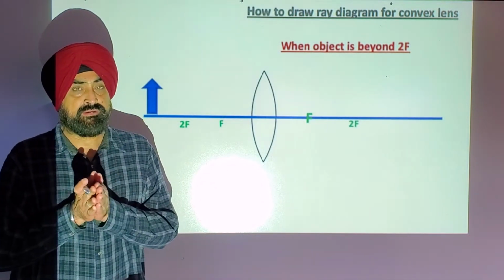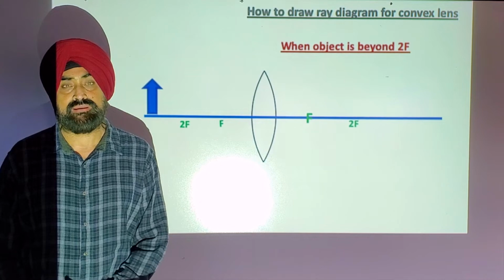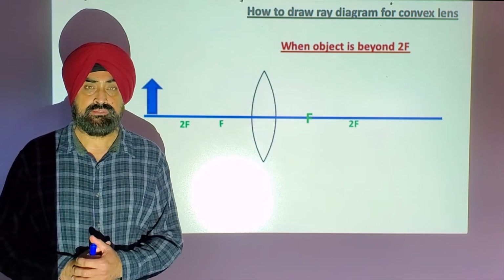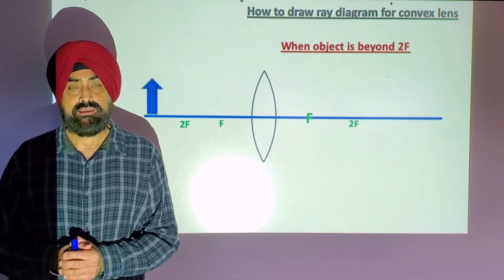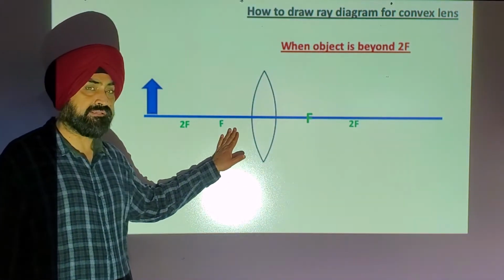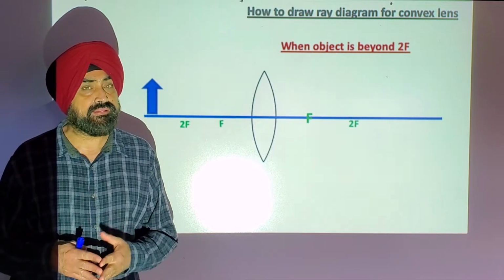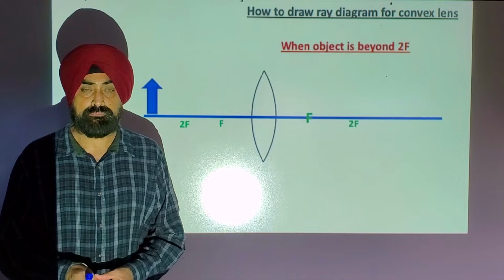Students, today we will learn how to draw a ray diagram for a convex lens when the object is placed at different distances from the lens. So I'm using two letters here, F and 2F. F is the focal length. I explained in my previous videos that focal length is the distance between the lens and the focal point.